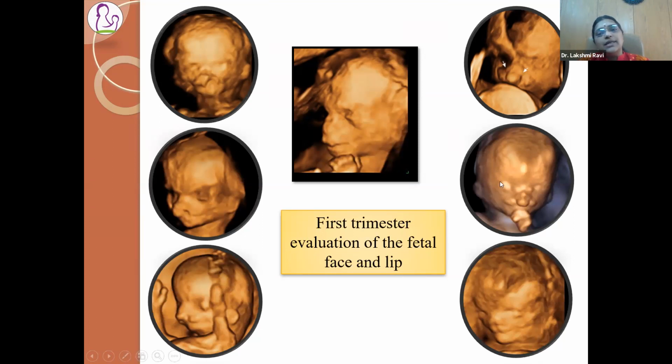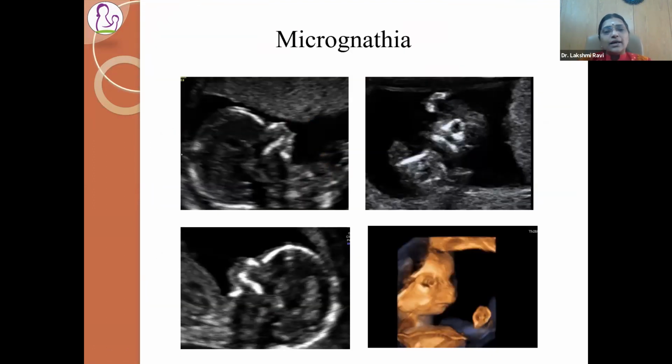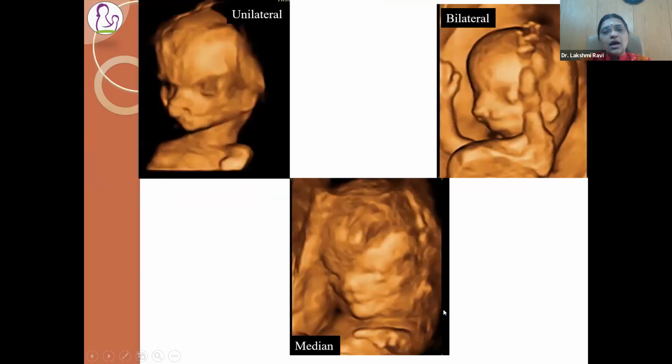So this is a bilateral CLCP, this is again a bilateral, this is a median, this is a bilateral, these both are unilateral. So you can try and identify these, but in the first trimester, the palate is easier to see rather than the lip, because the lip abnormality is very, very difficult to see in a very small fetus. So yes, this is micrognathia, and you can clearly demonstrate the receding chin. And this is unilateral, bilateral, and the median cleft lip at 13 weeks of gestation.